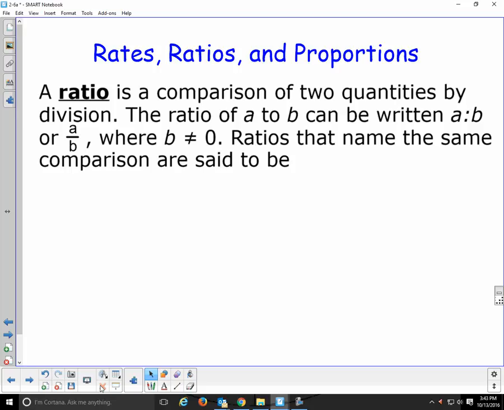And a ratio names the same comparison. Ratios that name the same comparison are said to be equivalent. So equivalent ratios name the same comparison. We're going to look at some examples of that. That'd be like saying, if my team has 2 wins and 5 losses, that's the same as your team that has 4 wins and 10 losses. It compares the same comparison, same ratio.